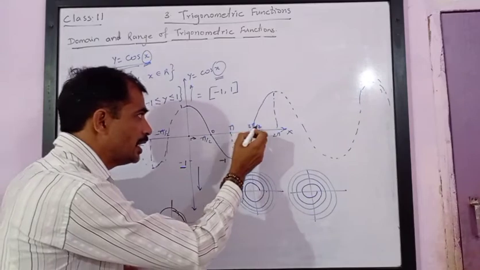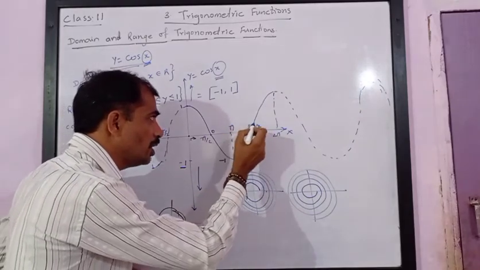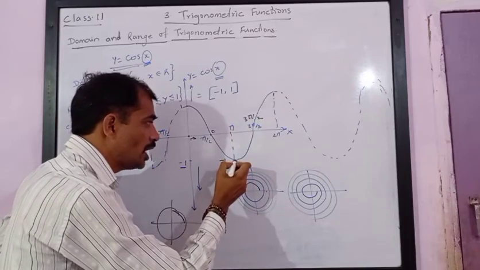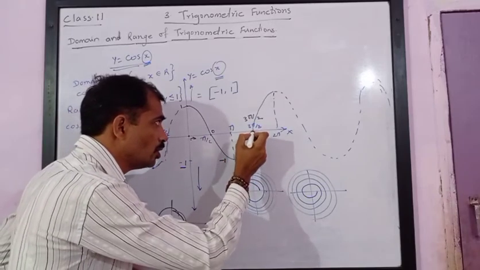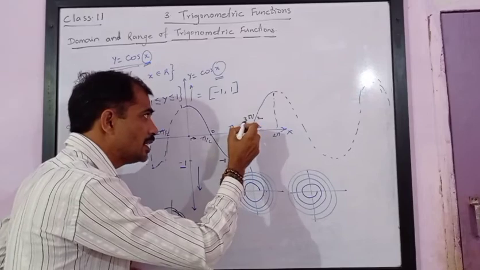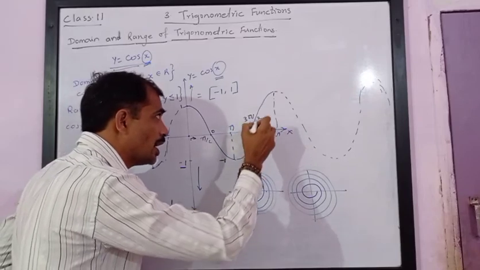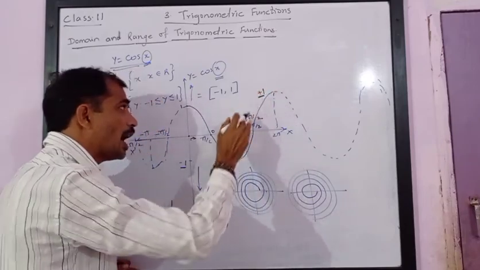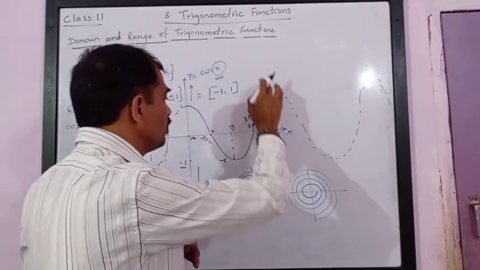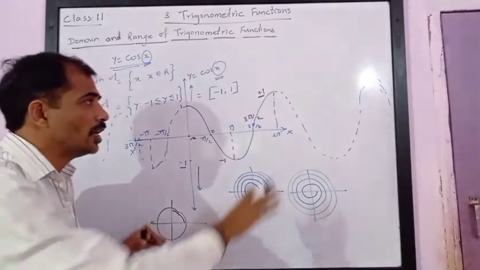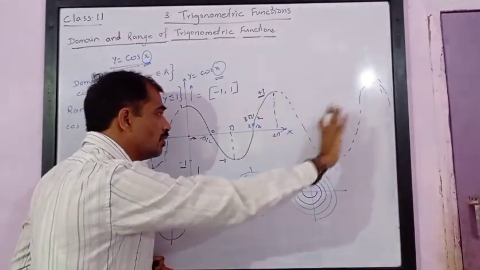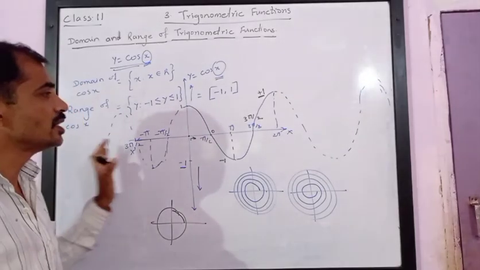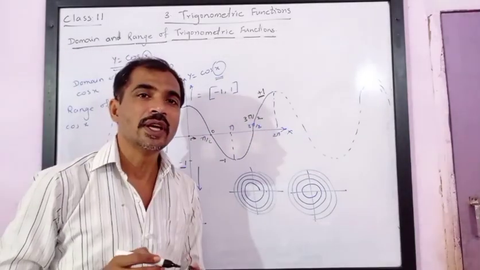And when the angle increases from pi to 3 pi by 2, you will notice that the value increases from negative 1 to 0. And when the angle increases from 3 pi by 2 to twice pi, the value increases from 0 to positive 1. And it continues to oscillate between positive 1 and negative 1 when we try to increase the angle or decrease the angle. So this is the graphical representation of the function cos x.